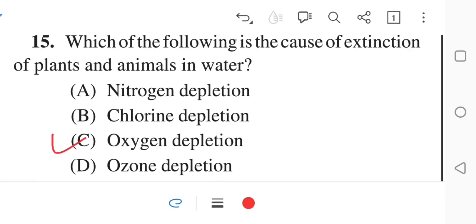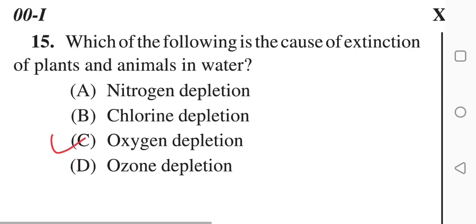Due to oxygen depletion, many plants and animals that live under the water are vanished. Okay.